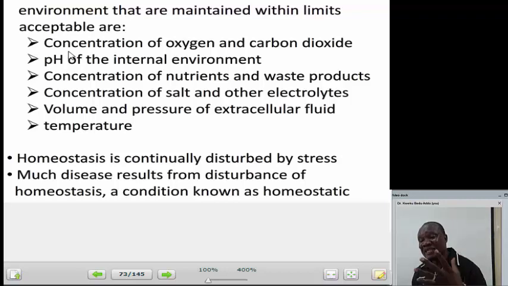Now, homeostasis is continually disturbed by stress. And stress has been defined as any factor or any process that upsets homeostasis. Any factor or process that would upset homeostasis, that is, throw the homeostatic balance out or cause imbalance, is said to be stress.